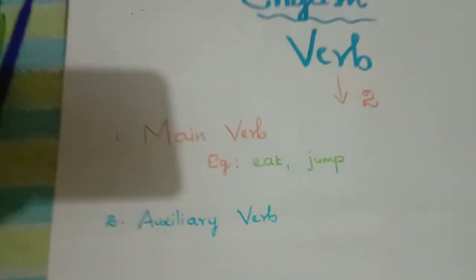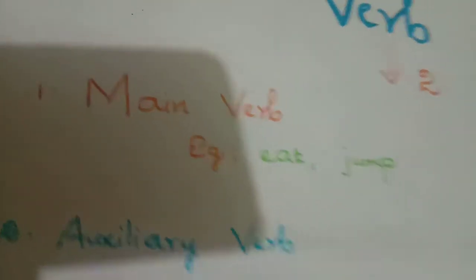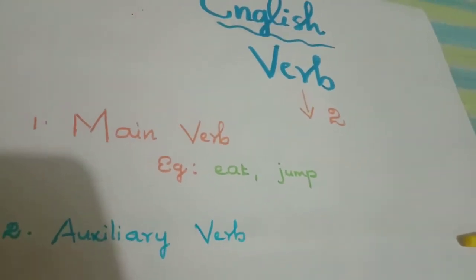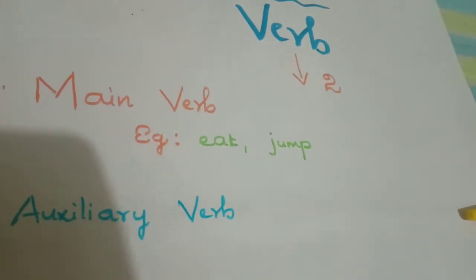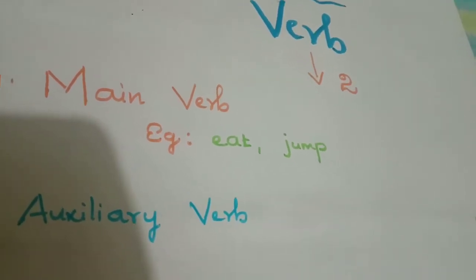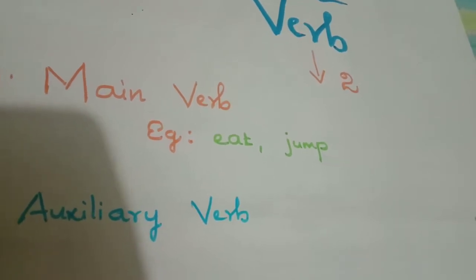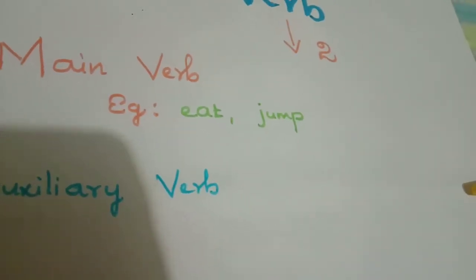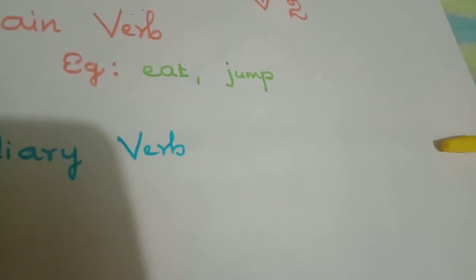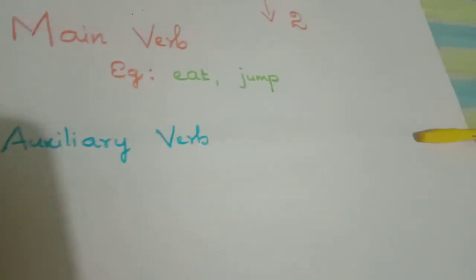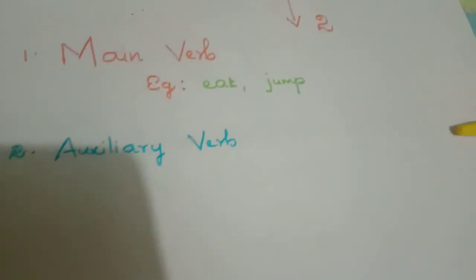Okay. So main verb, we already learned in the last class. Could you remember anything, my children? It means the forms of verb, the activities we are doing with our physical body, that comes under main verb. It means the action word. Verb means doing action. For example, eat, jump, write, dance, play, drink, walk. All this comes under main verb.